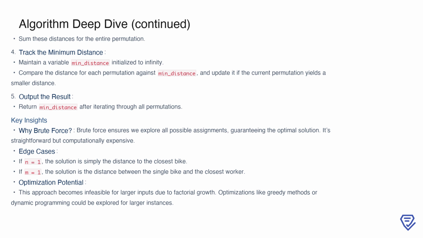However, it's computationally expensive due to the factorial growth of permutations. For instance, if there's only one worker or one bike, the solution is trivial, as we simply calculate the distance between the given pair. The brute force approach is a good starting point for understanding the solution but is impractical for larger inputs. This is where optimizations like greedy methods or dynamic programming come into play, enabling us to handle larger instances more efficiently while potentially sacrificing the guarantee of an optimal solution.